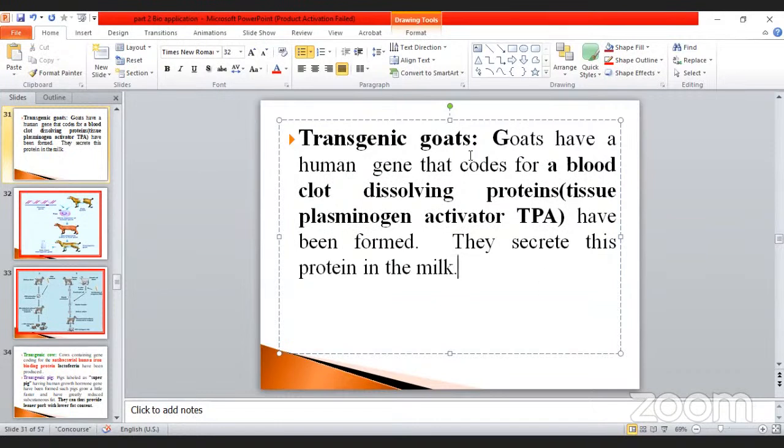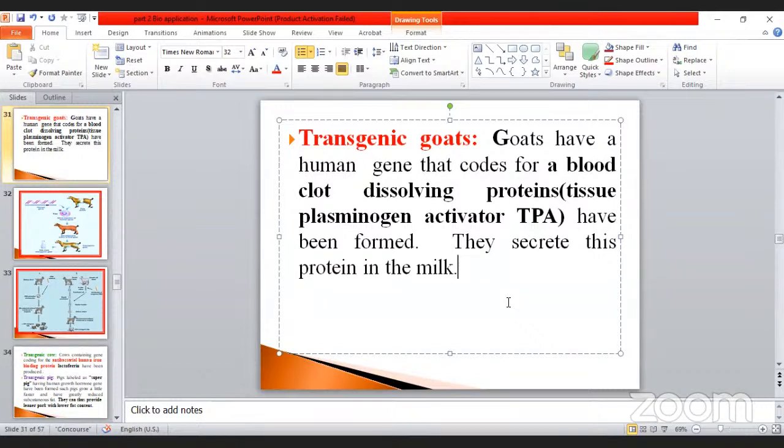The transgenic goat contains this gene, the blood clot dissolving protein gene. That protein is called tissue plasminogen activator, and it has been formed. They secrete this protein in the milk. So it is very, very important when you are consuming this type of milk. What happens? We will not suffer from the blood clotting process, hemophilia in nature. This is also very, very important.